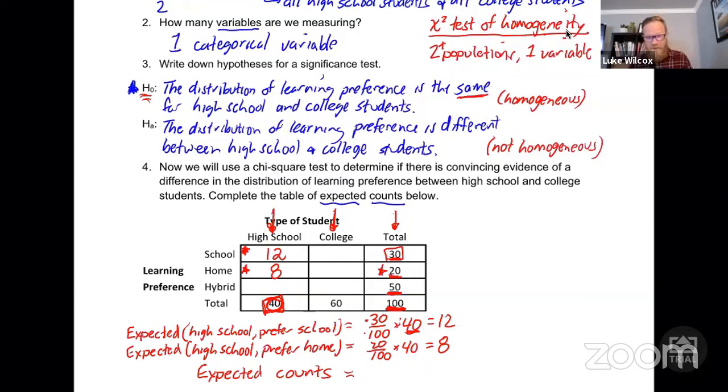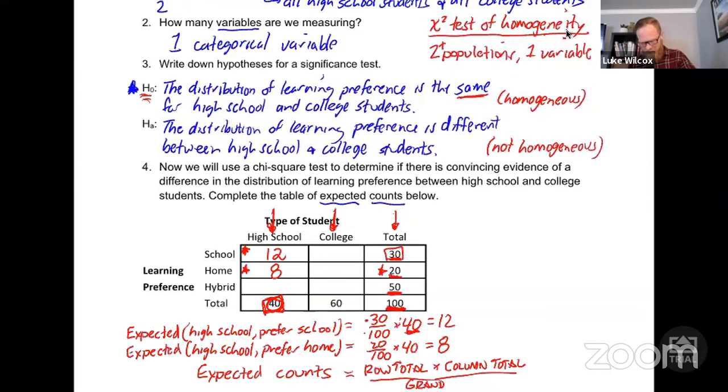So it turns out that the formula for this is you take the row total for whatever row you're in, you multiply it by the column total for whatever column you're in, and then you take that whole thing and you divide it by what I call the grand total.